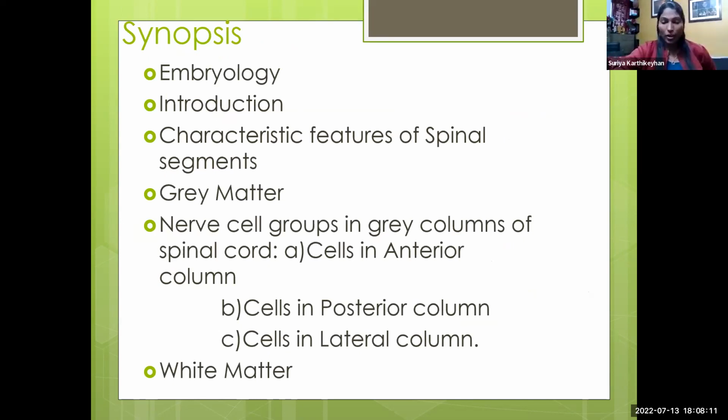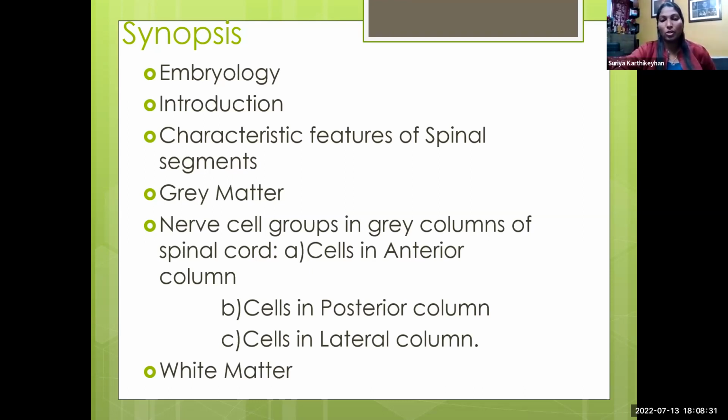So in this session, I'll be talking a little bit about the embryology behind the development of the spinal cord. That is about the nervous system, mainly the spinal cord. I'll talk about the internal features of the spinal cord in the introduction. And I'll talk about the characteristic features of spinal segments. So we should know about the spinal segments.